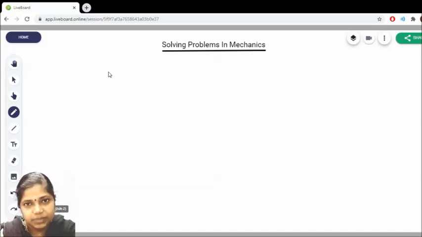In the last class, we discussed two problems based on free body diagram. Let's do a few more problems related to FBD. By drawing the free body diagram and by applying Newton's laws of motion, we can easily solve the problems coming in mechanics. How to draw a free body diagram, that we discussed in the previous class.